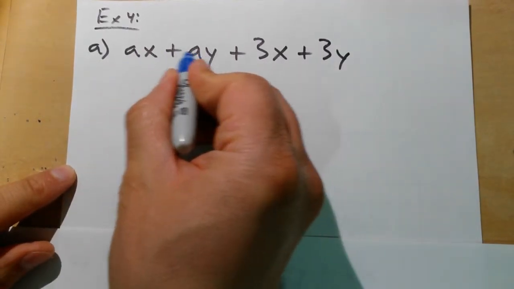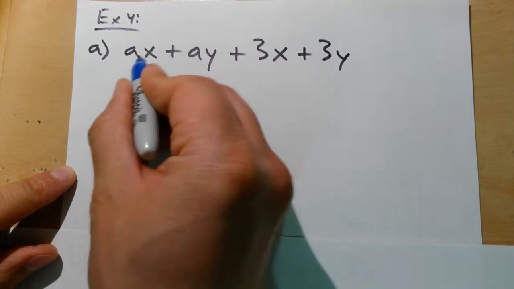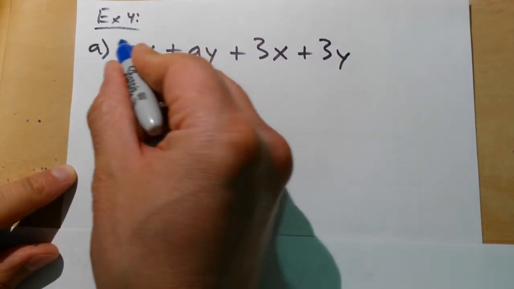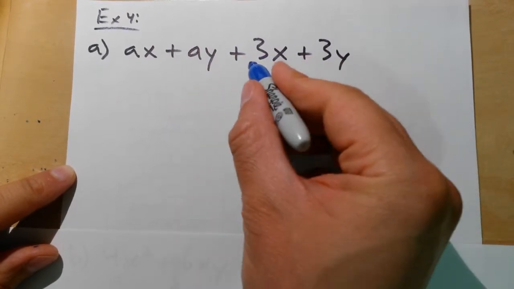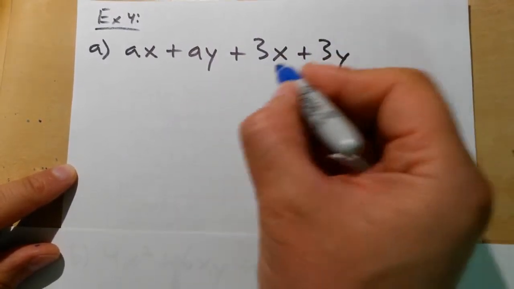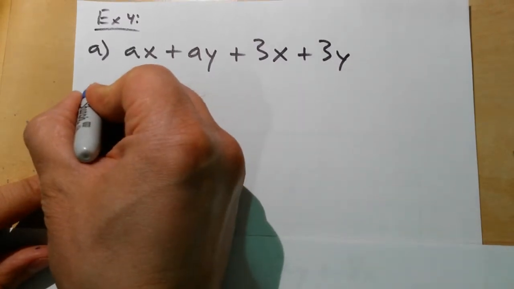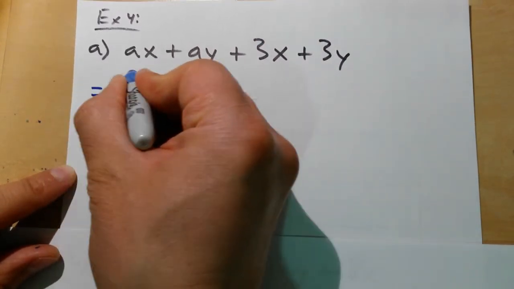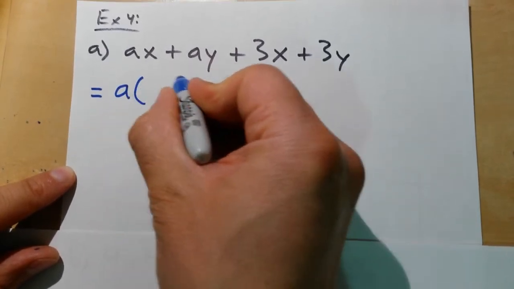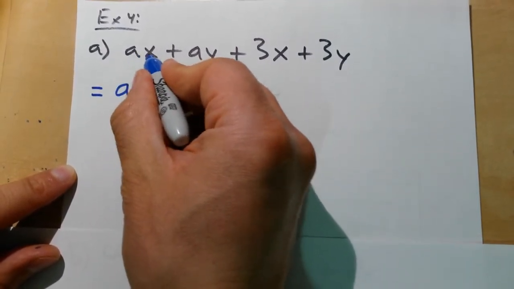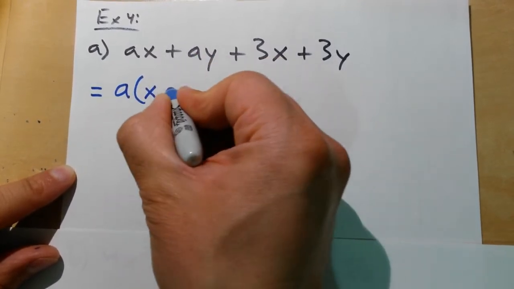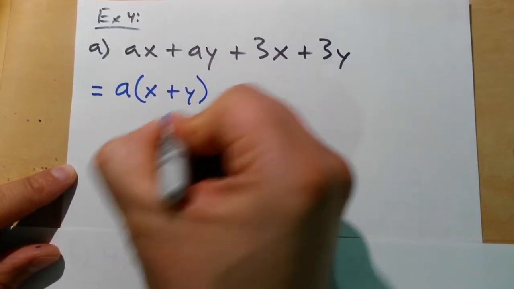And what's a common factor among the first two terms of this expression? Well, a. So we can group these two. What's a common factor among these two? 3. So we can group those two and factor them out. So let's factor out the a. What do we need to multiply a by in order to get ax? x. What do we need to multiply a by in order to get ay? Positive y.